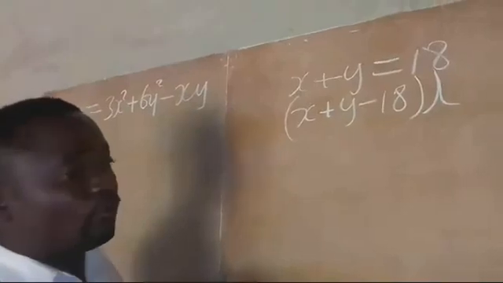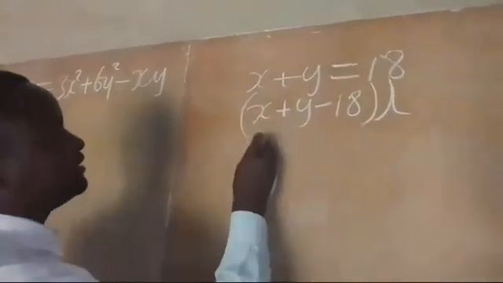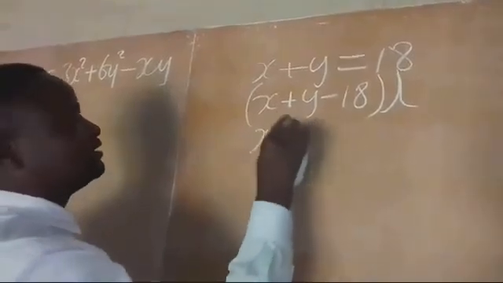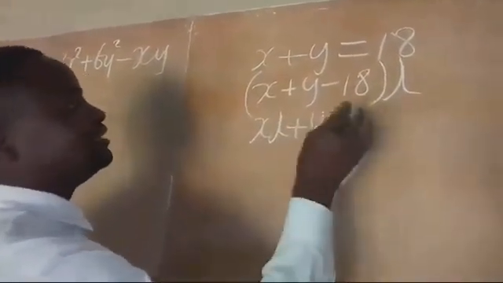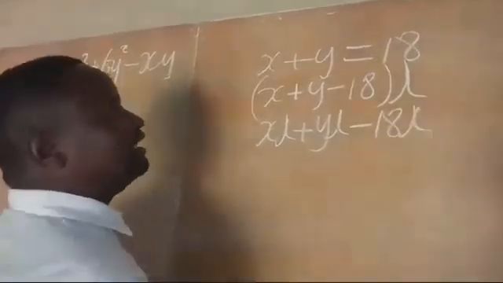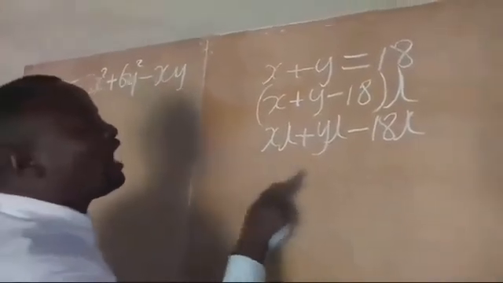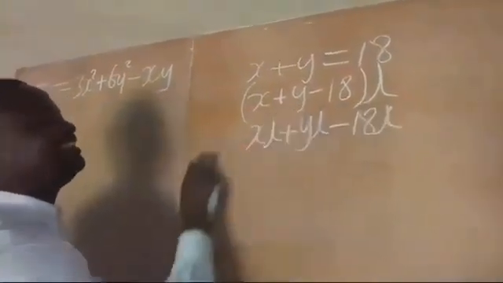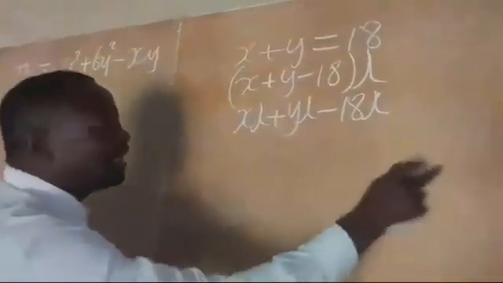A lambda is a symbol for Lagrange. Okay. So it will be this multiplied by this, it will be x lambda. This multiplied by this to be positive y lambda. This multiplied by this, negative 18 lambda. Then we are going to add this, our Lagrange equation, or this is our constraint equation with lambda.